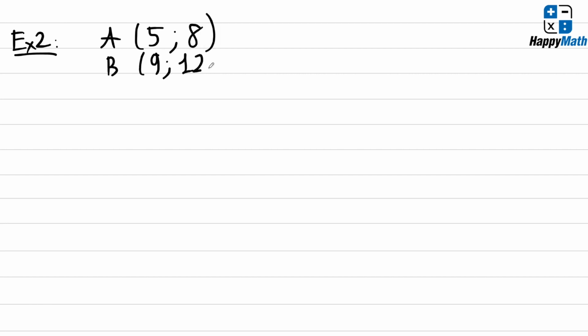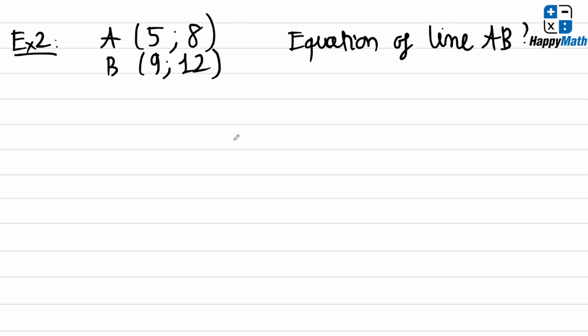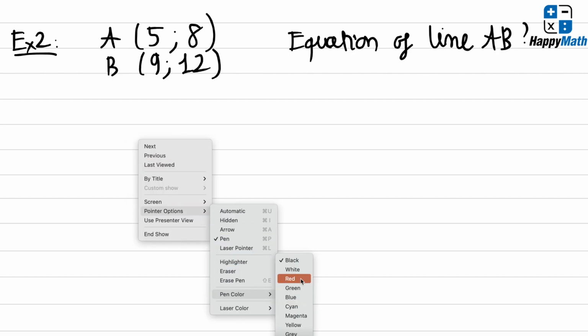Example 2. So what will we have here? You have A equal to (5, 8), and B equal to (9, 12). I want to write down the equation of line AB. The question will ask you about the equation of line AB. It means the line will connect point A and point B. So how can you write down the solution?